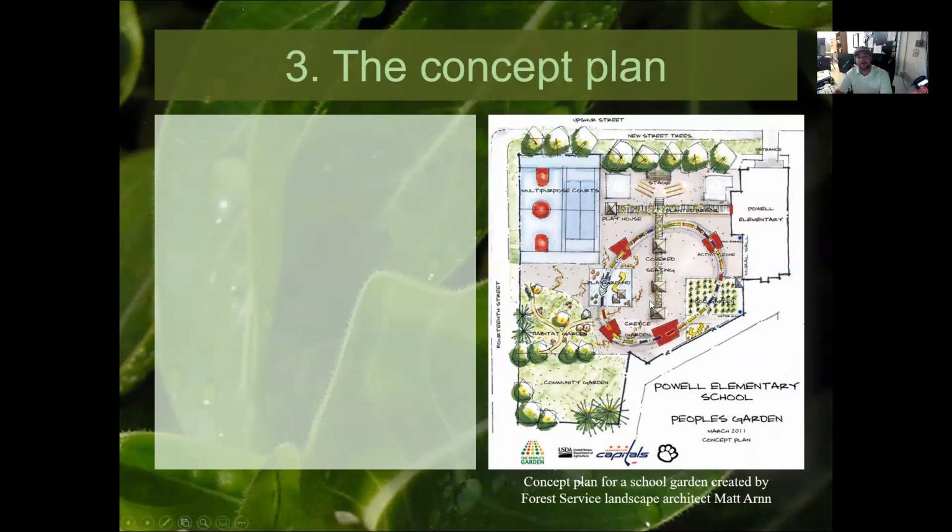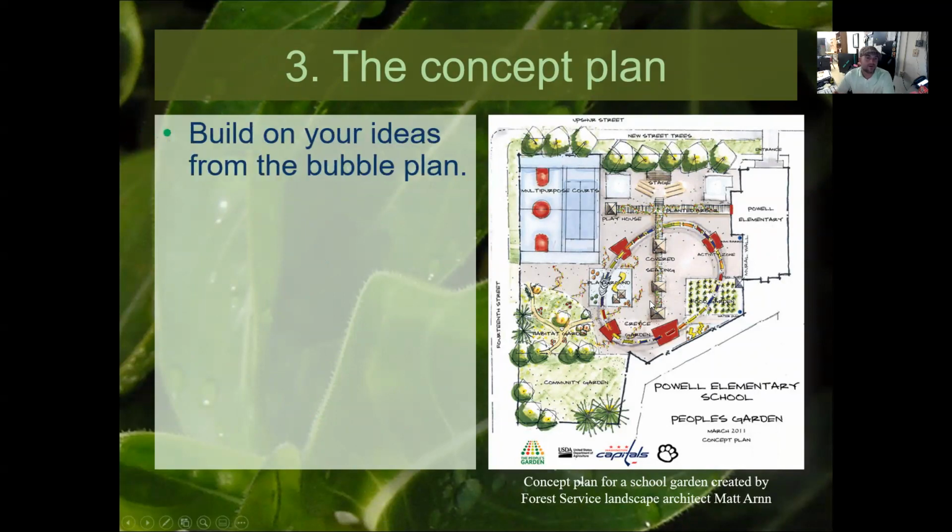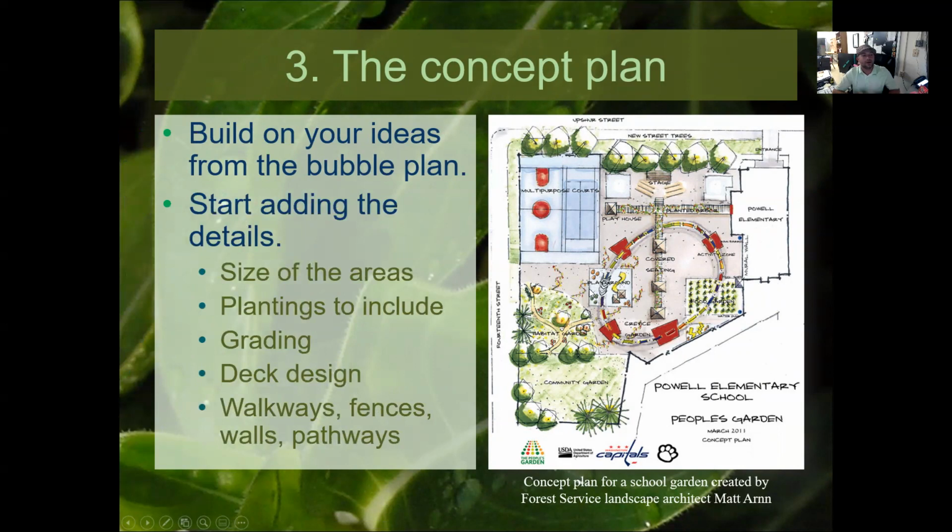The concept plan. This is starting to get a little bit more detailed. You're going to build on your ideas from the bubble plan, and you're going to start adding the details. What are the sizes of areas? Plantings to include, how is the land going to grade out? The deck design, walkways, fences, walls. Where are we going to put the basketball court? There are a lot of different things we can look at when we're starting to get our concept together. First we need to create a bubble plan of where everything is going to go. Then we can start getting a little more sketchy with it, and we can start drawing things to scale.